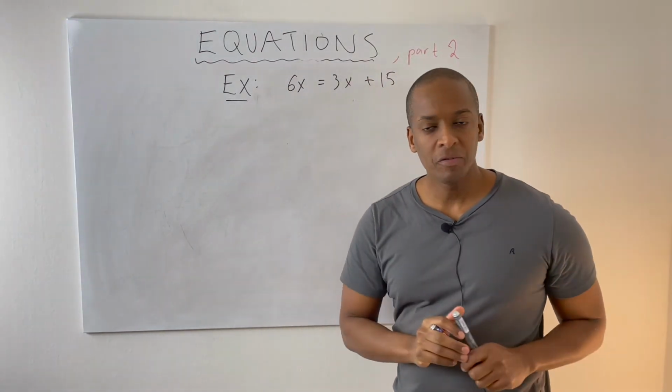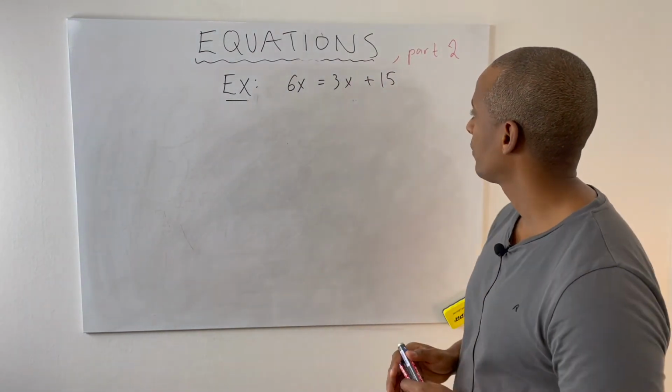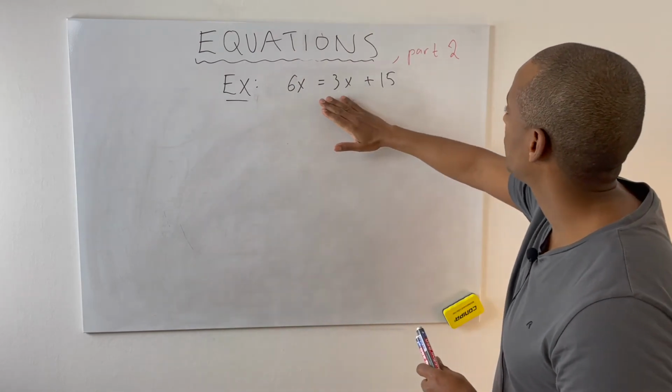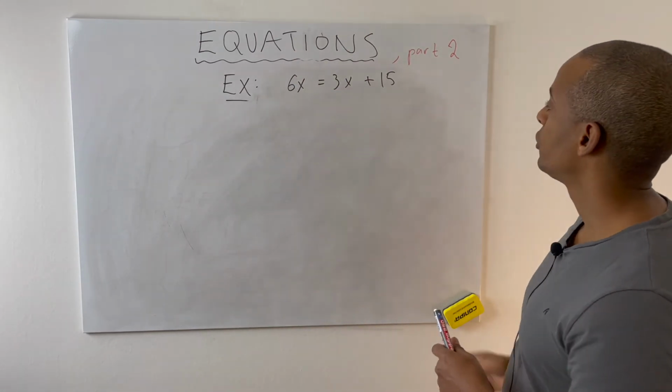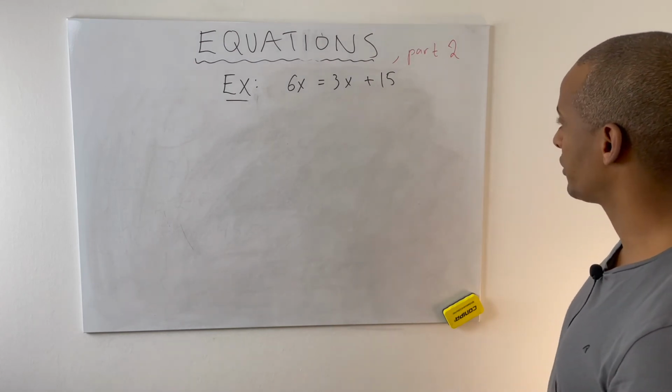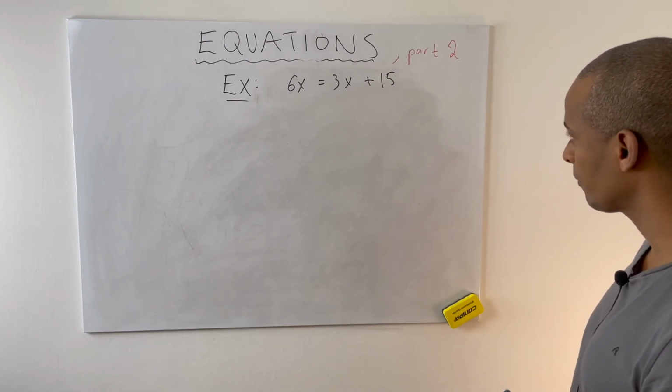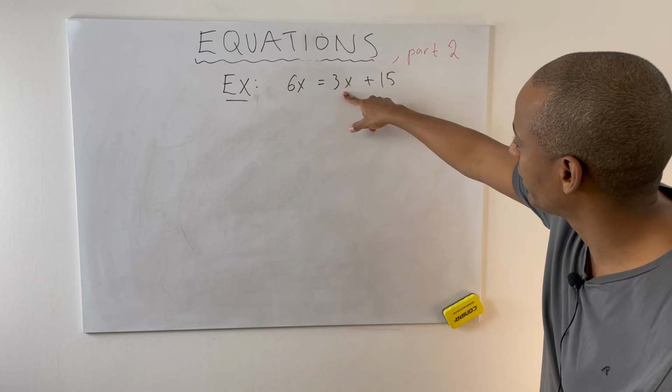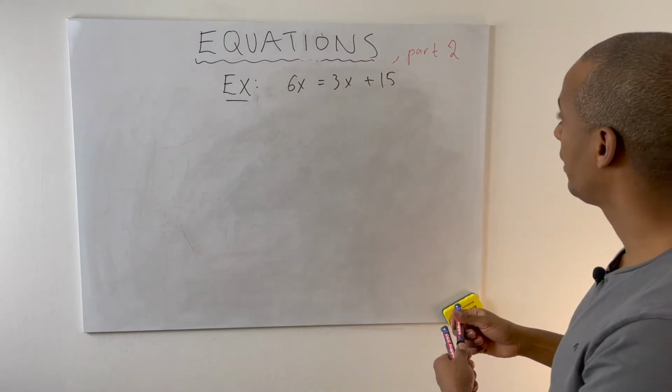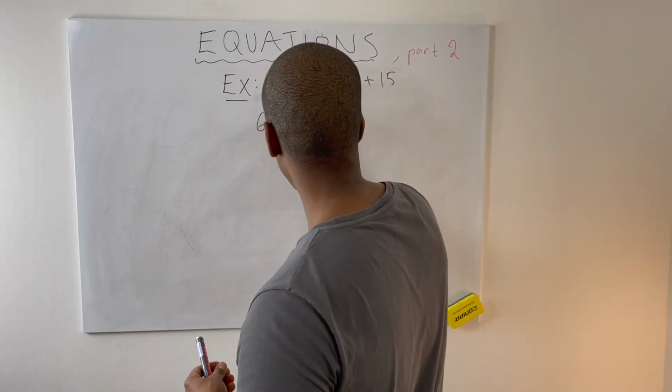And the last example for today is 6x is equal to 3x plus 15. So now we have x at both sides of the equal sign. So how do we get rid of that one? We subtract 3x on both sides, right?